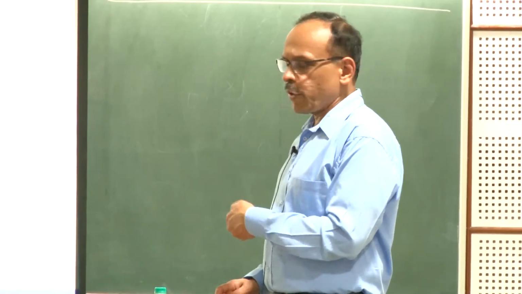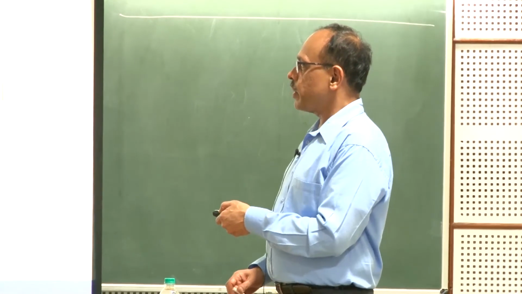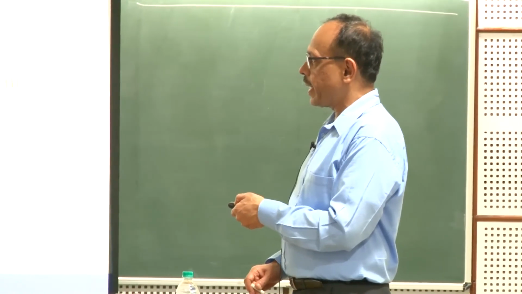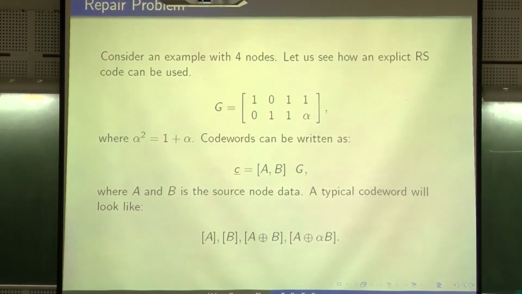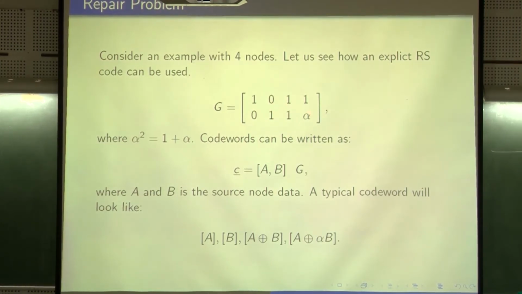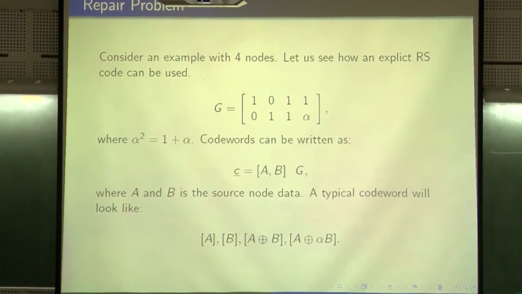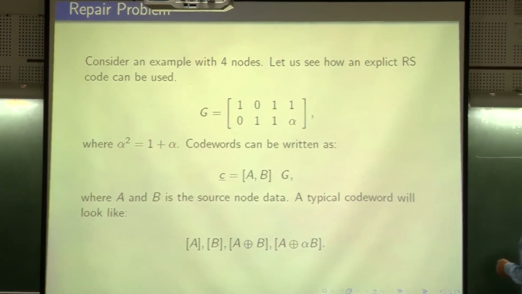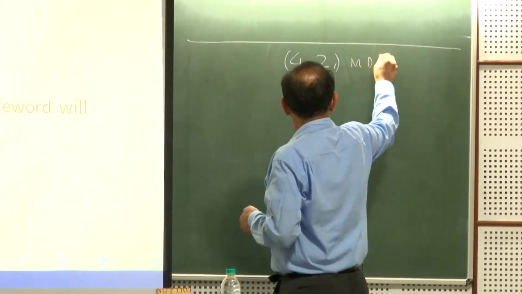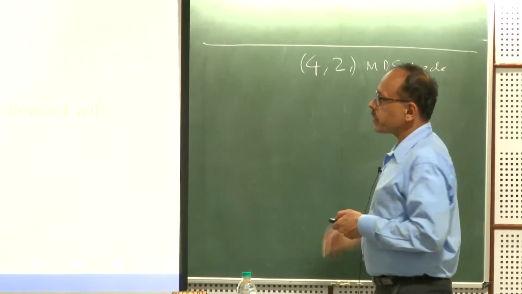Now, I don't require actual computations here to show you. Any code word will be, let us say, the data (A, B) times G. When you consider this code, the first node will have A, the second node will have B, the third node will have A exclusive or B, and the last node will have A plus alpha B. Now you can convince yourself that any 2 by 2 submatrix of this matrix is invertible, and hence this is actually a (4, 2) MDS code, an RS code.